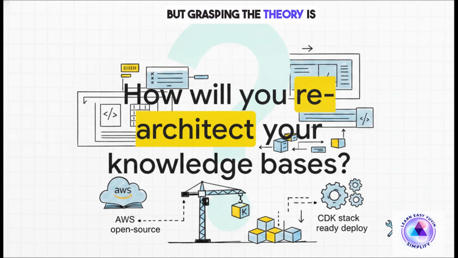But grasping the theory is really only half the battle. The best part is that AWS has made this reference implementation fully open source. So my final question to you is this. Now that you have the blueprint, how are you going to re-architect your knowledge bases using the TAKC AWS GitHub repository to finally answer the complex queries your business actually needs?